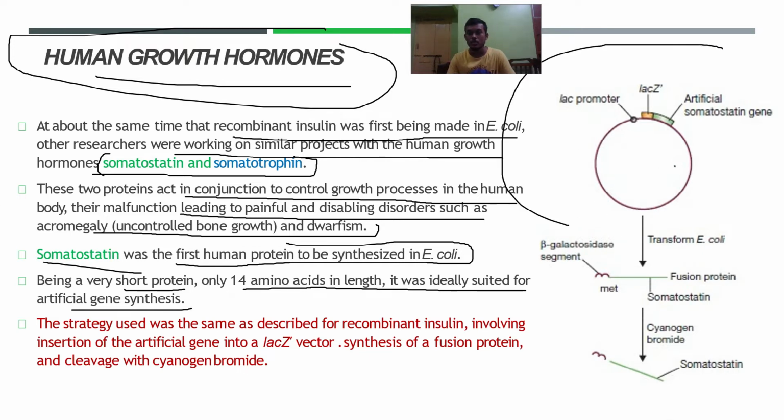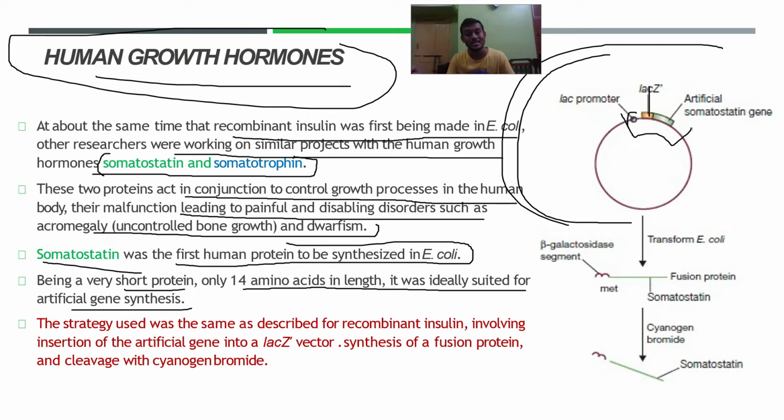So this is the E. coli part, which consists of the lac promoter, we have the lacZ gene, and we have the artificial somatostatin gene, which is transformed in E. coli. So this is a basic bacterial plasmid in which we have all of the important things.